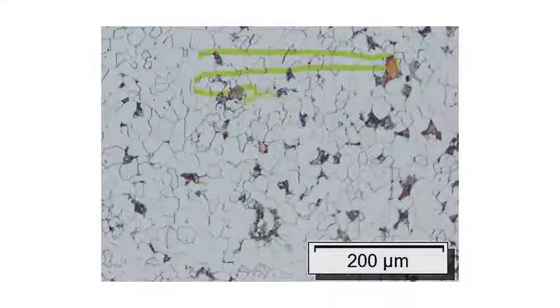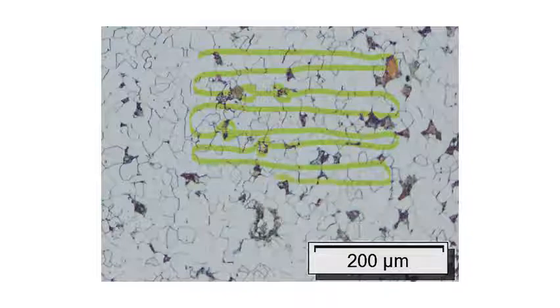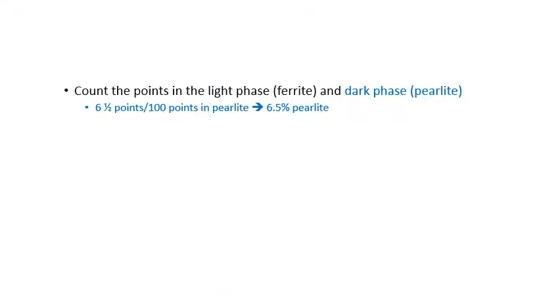Now we need to go row by row and evaluate the points on this grid. A half, 1.5, 2.5, 3.5, 4.5, 5, 5.5, 6, 6.5. So now I've identified that 6.5 out of 100 points are in the second phase, the dark phase, pearlite, which easily works out to an estimation of 6.5% pearlite.